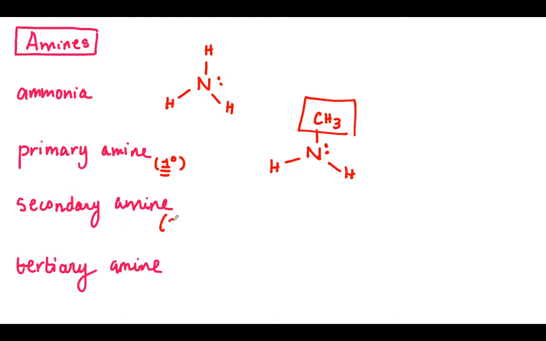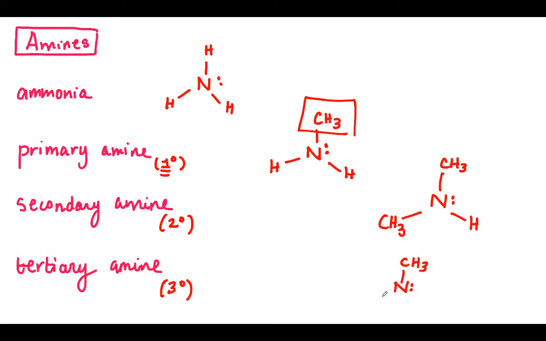A secondary amine, very similarly, instead of being bonded to one carbon group, is going to be bonded to two carbon groups. Now, they don't have to be the same as each other. This could be a long carbon chain, and this could be another long carbon chain. For now, I'm just going to write them as methyl groups here. And lastly, our tertiary amines are these nitrogens that are bonded to three different carbon groups. So this could be carbon chains or whatever.